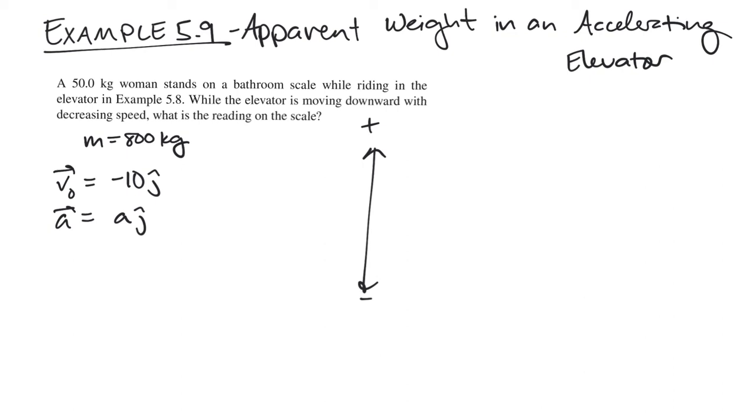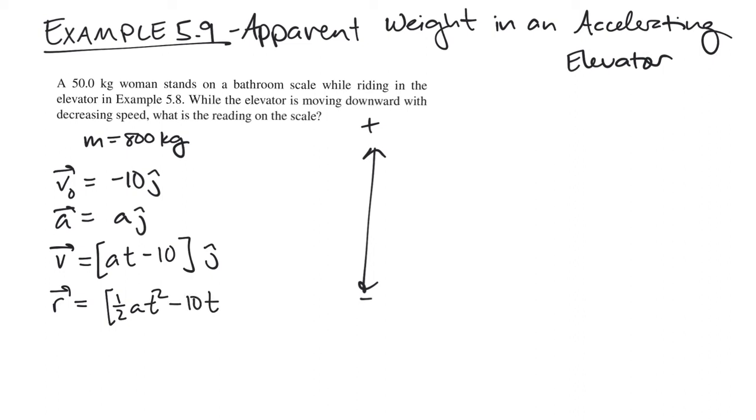So to get the velocity function, we'll integrate the acceleration function. Velocity equals at plus v naught in the j hat direction. And we know that the v naught is negative 10. So we can go ahead and replace that there. And then define the position function. Integrate again. So you got 1/2 a t squared minus 10t. And then you would do the initial position. We're going to call the initial position 0, so we can eliminate that term.